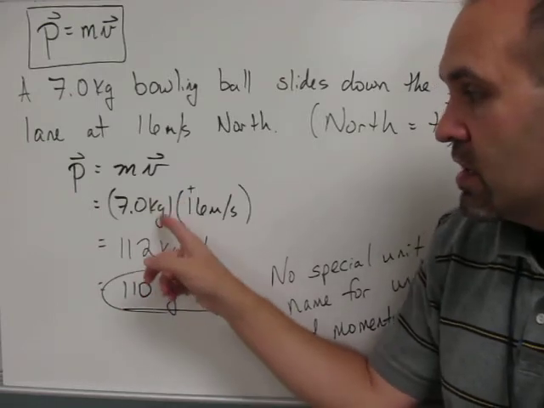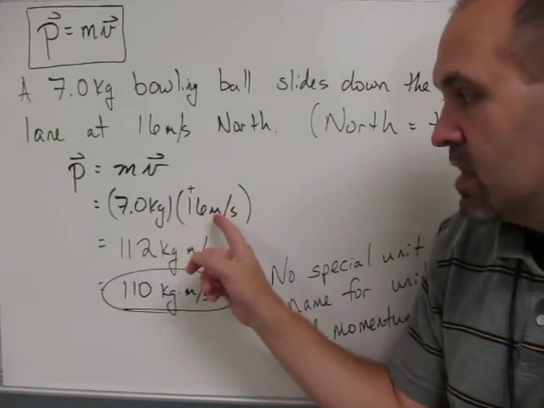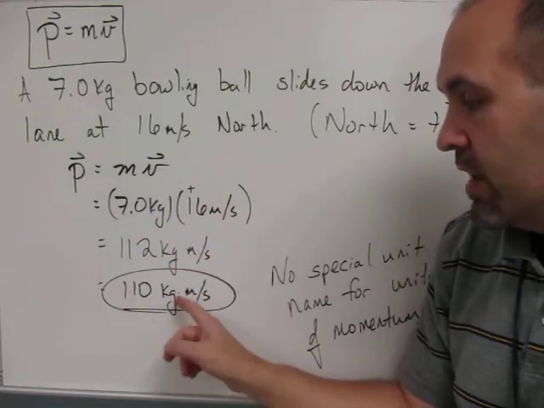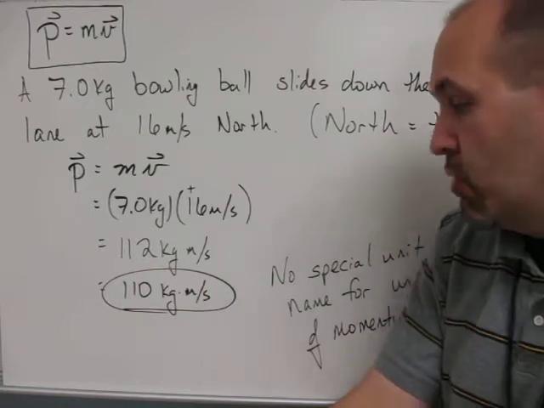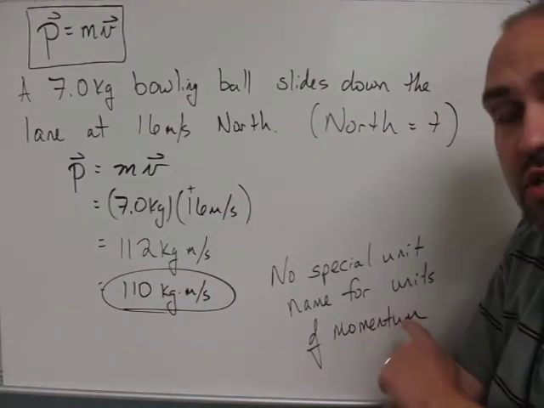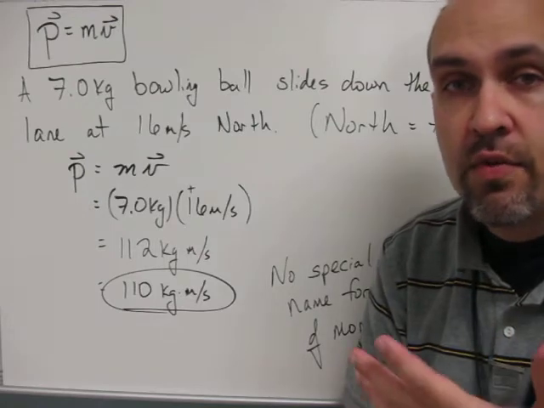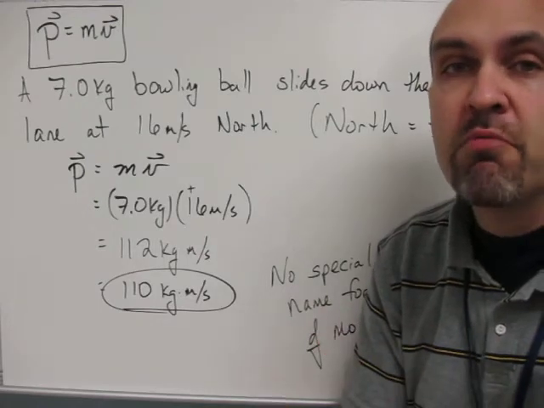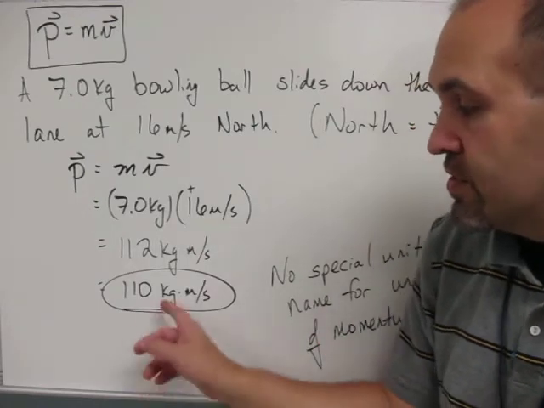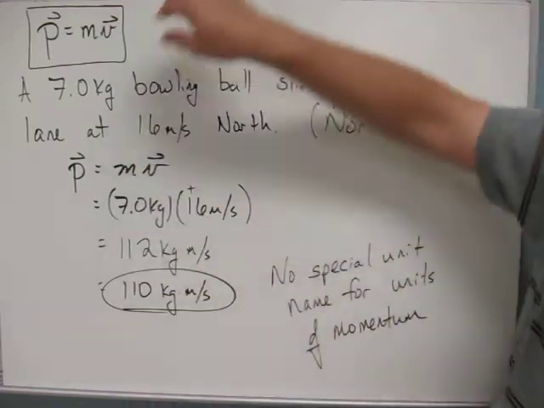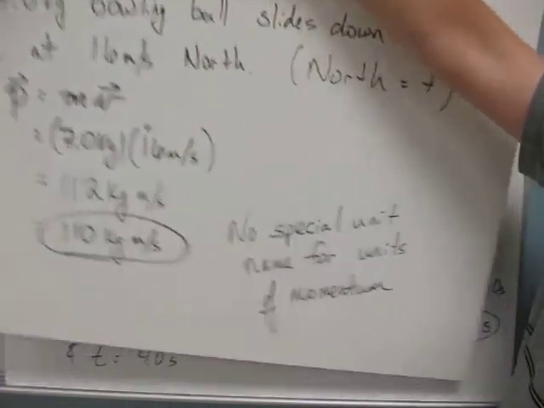And the units are kilograms, which is the unit of mass, times meters per second. So a kilogram meter per second is the unit of momentum. There's no special name for that unit in physics. We don't honor any other physicist by naming the unit of momentum after that person. So it's just kilograms times meters per second. Easy to remember because you can just look at the equation.